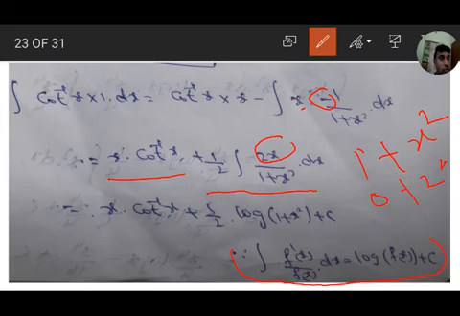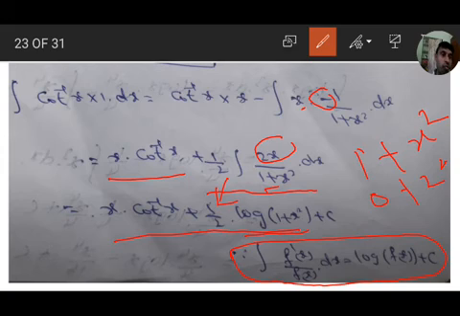So it is of the form f dash x by f of x, so log of f of x plus c. Here f of x means 1 plus x square, that is log of 1 plus x square. 1 by 2 is the coefficient, cancel. So x into cot inverse x plus 1 by 2 into log of 1 plus x square plus c.